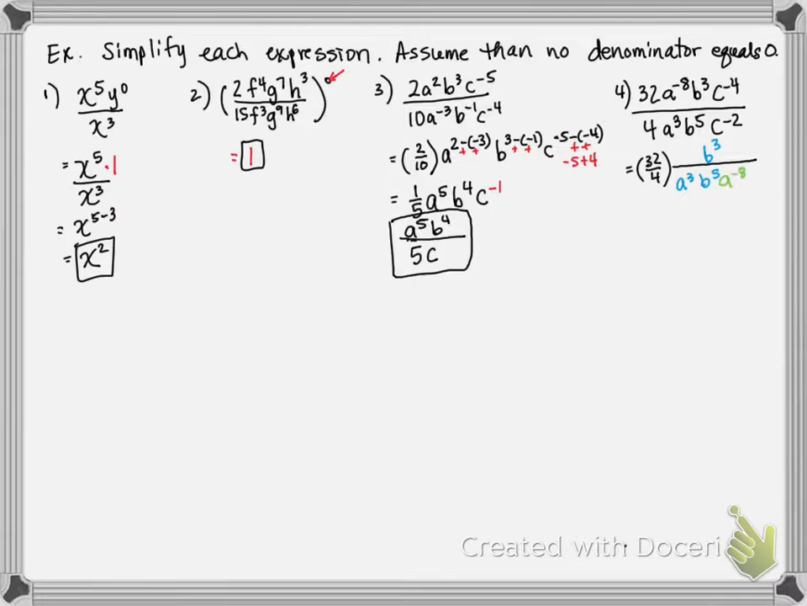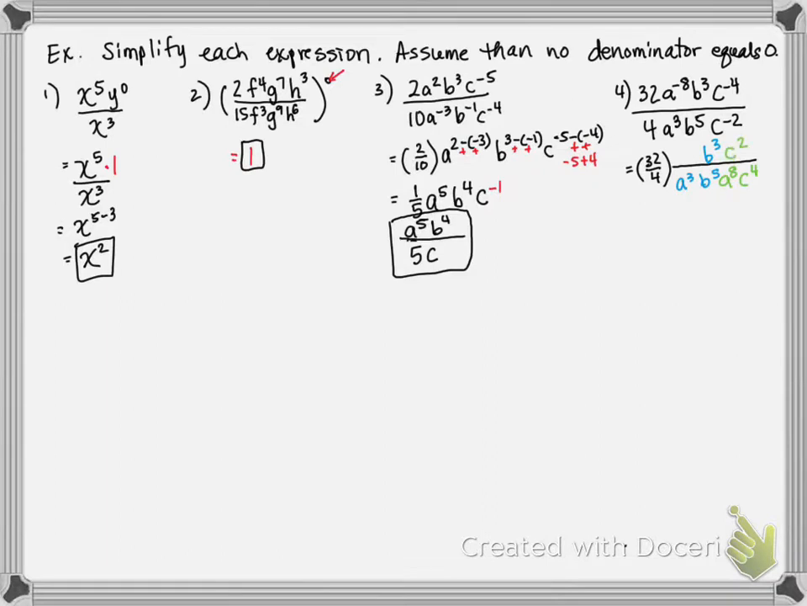I have c to the negative 4th in the numerator. Remember, the reciprocal changes the sign. I'm talking to myself, right? C to the negative 4th, if I take the reciprocal, becomes 1 over c to the 4th. Well, what about that c to the negative 2nd? It's going to go on top, and it's going to become c squared.